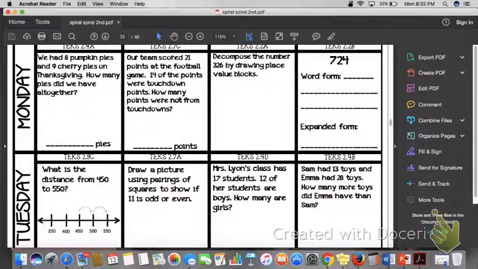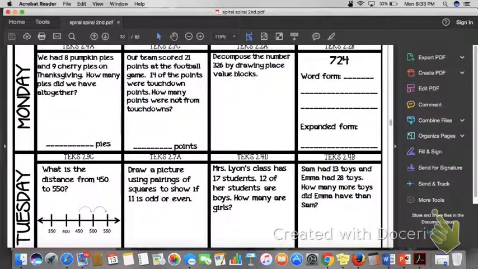Hello, boys and girls. So, yesterday, Miss Bettis forgot to give you your daily math review. So, what we're going to do is that you are going to solve the problems for Monday and for Tuesday, and we are going to review them together. So, let's go ahead and get started.